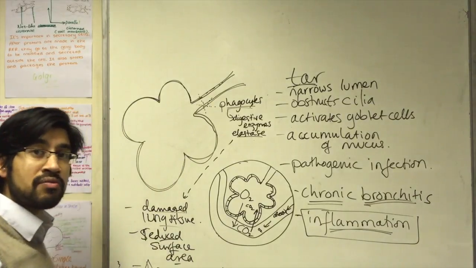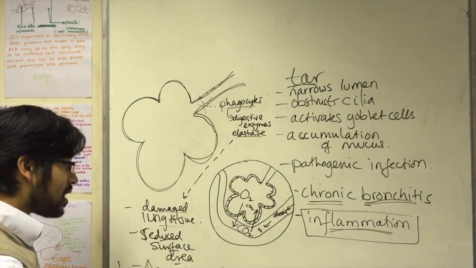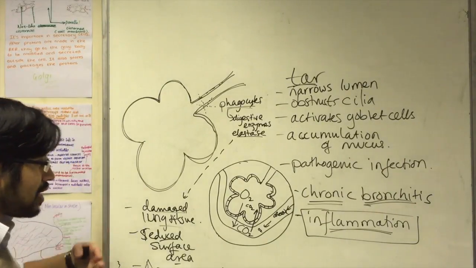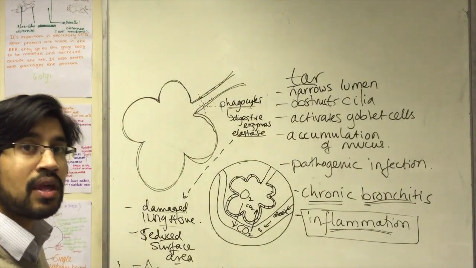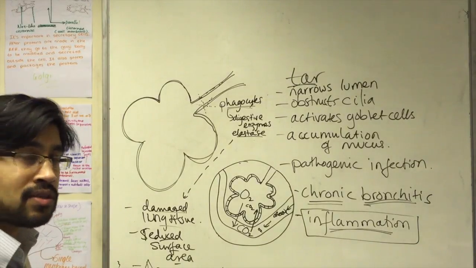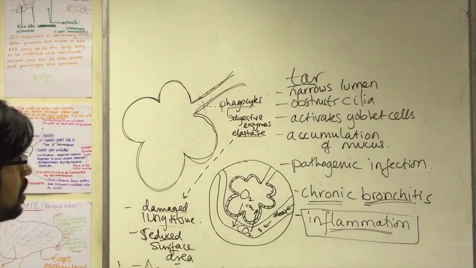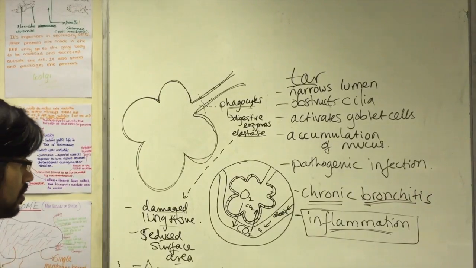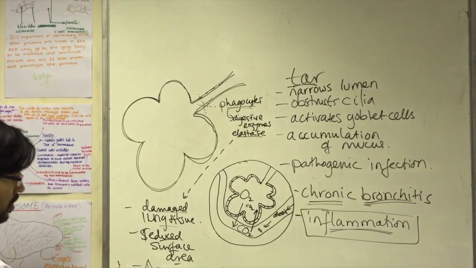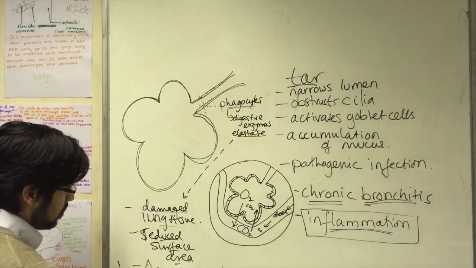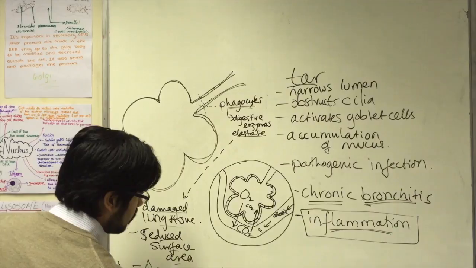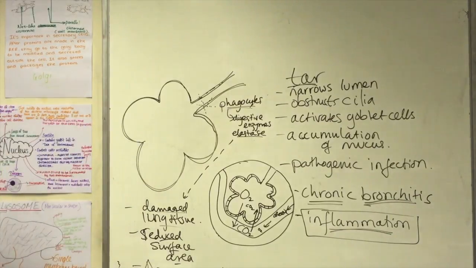Okay, because of that loss of elasticity, it can't take that pressure anymore, and the alveoli can burst, and that further reduces the surface area that can carry out gas exchange. So these are the things that can happen in the longer term, and in the longer term, the condition is called emphysema. Okay?